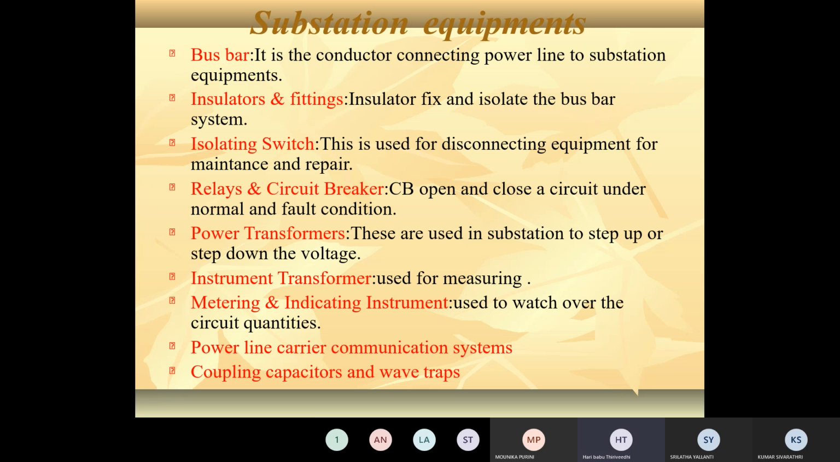Next, instrument transformers. Instrument transformers are mainly classified into two types, CT and PT. CT means current transformer, PT means potential transformer. These two transformers are used for measuring high currents and high voltages. CT is essentially a step-up transformer. It steps down the current to a known ratio value.